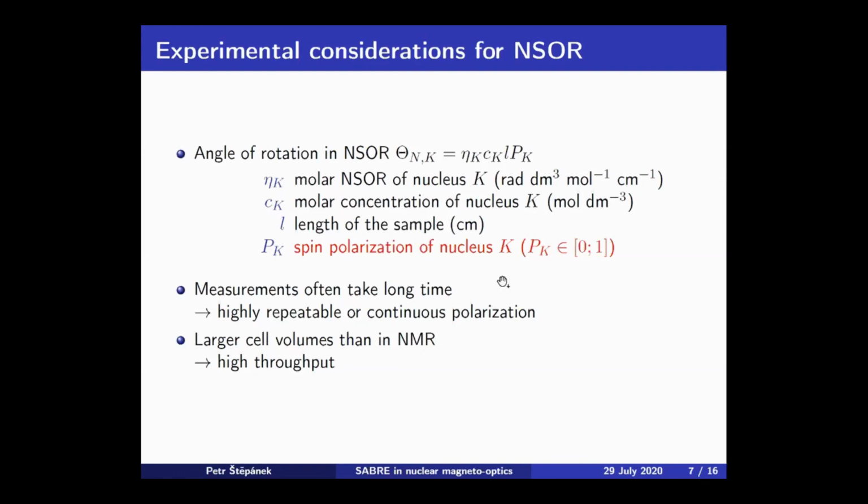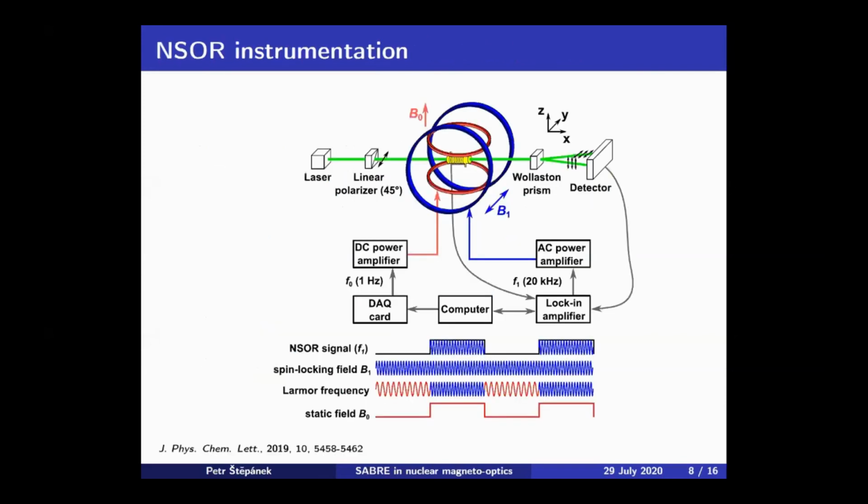What is also important to note here is that NSOR experiments often require many repetitions because the signal overall is rather weak, and these long measurement times can be up to tens of minutes. That means that our technique of polarization needs to be repeatable or ideally continuous. And in addition, our cells also have significantly larger volumes than in NMR. So our polarization method should also be able to produce significant volume of sample in a given time period.